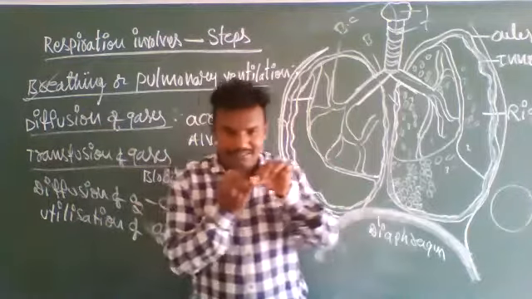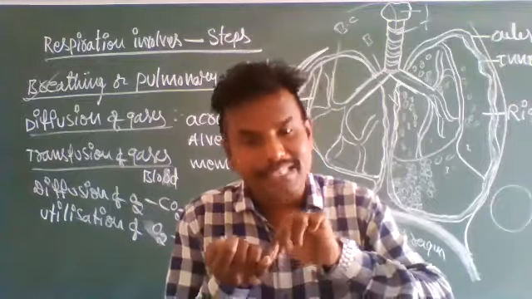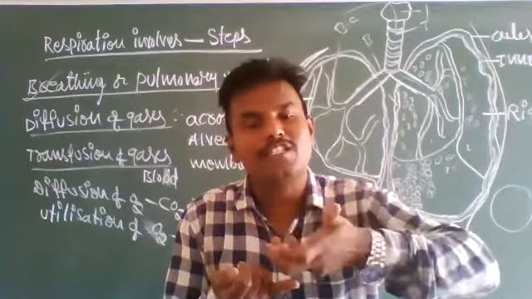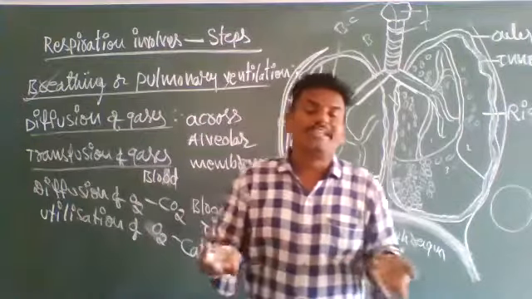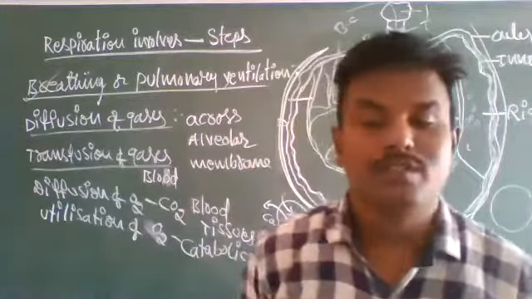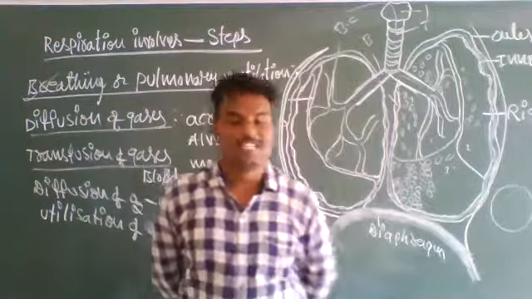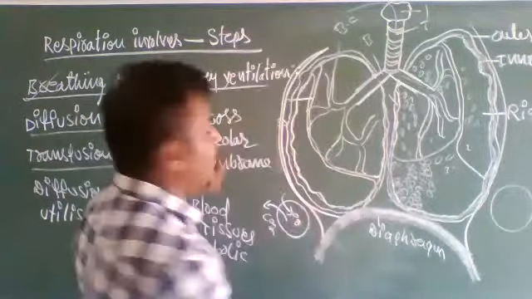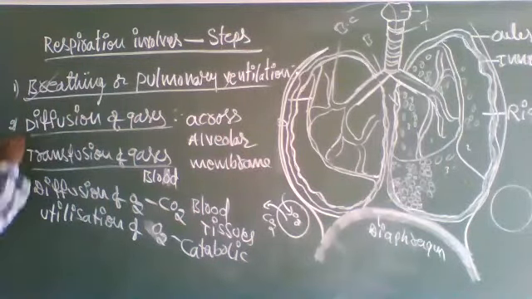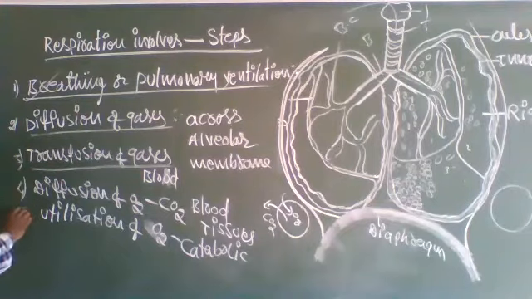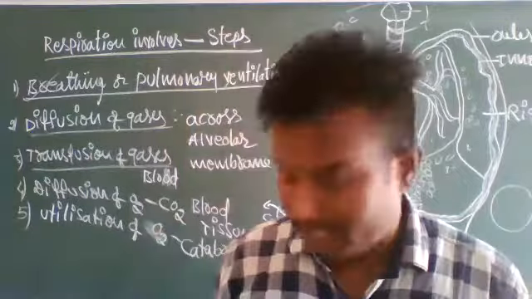Each and every cell takes oxygen and utilizes it for catabolism. Catabolism means destruction of food material. As food material is broken down, first H2O is released, then ATP for cellular respiration. So these are all the processes that take place in our body. Respiration involves the following steps: 1, 2, 3, 4, 5. Through these five steps in our body, exchange of gases takes place.